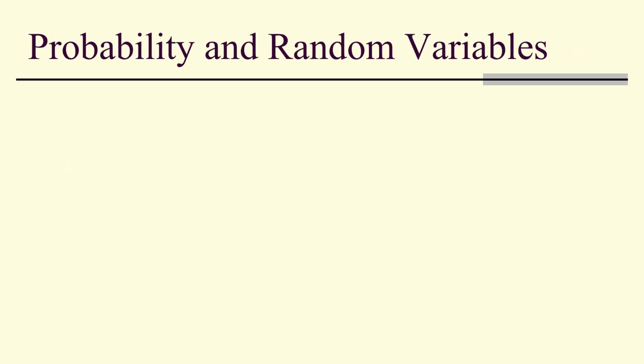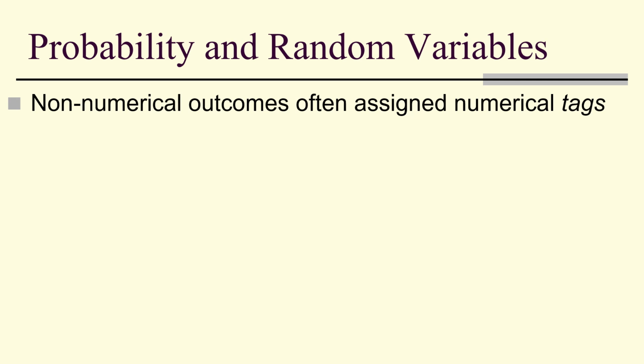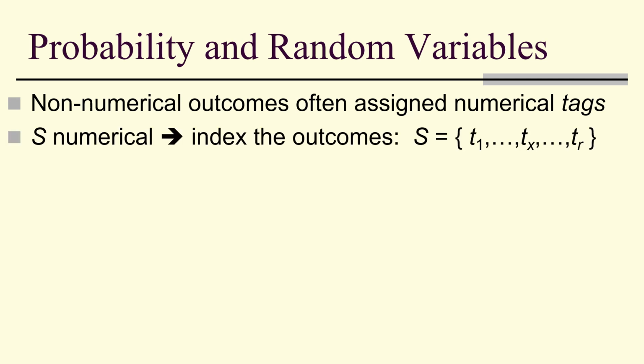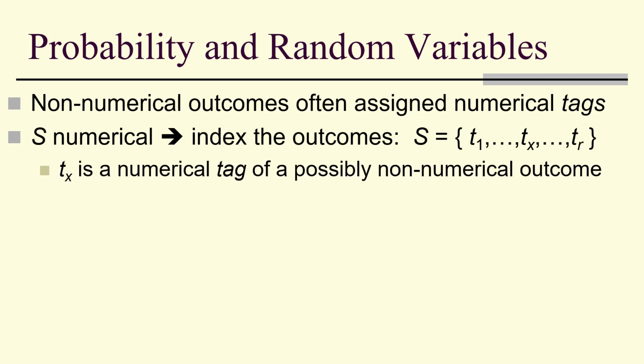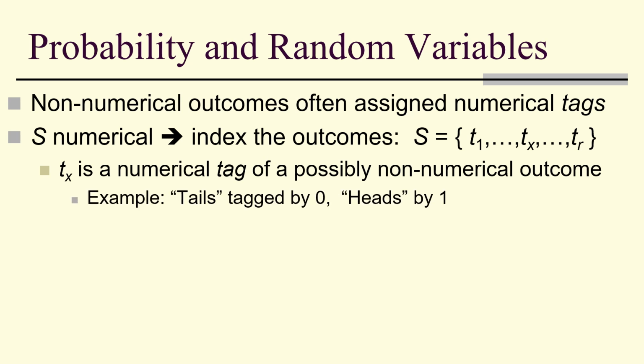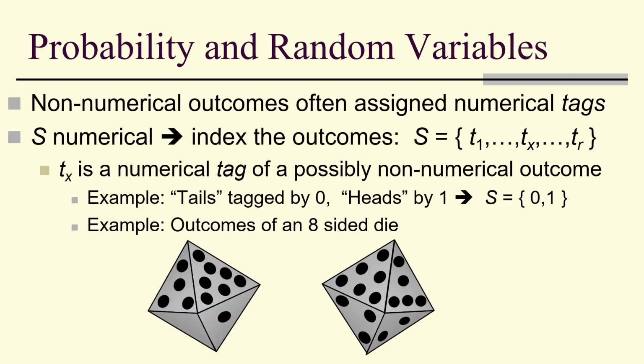So probability and random variables. Non-numerical outcomes often are assigned numerical tags. We've seen that. But notice that means that we can write our sample space S as T1 to TR, where Tx is a numerical tag of a possibly non-numerical outcome. Tails tagged by 0, heads by 1. Our sample space, therefore, is just 0, 1. Outcomes of an 8-sided die, S is 0, 1, 2, 3, 4, 5, 6, 7.